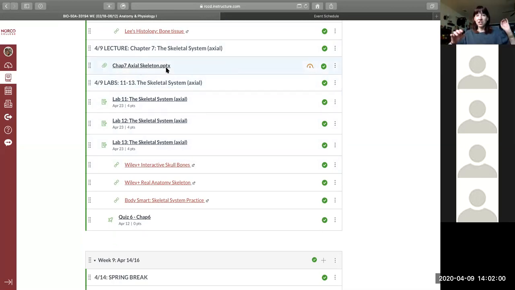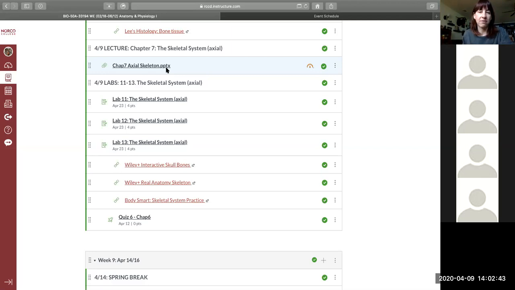Today's lecture is going to cover everything in the text, as well as everything in our labs 11, 12, and 13. So we're going to be tackling all of the info for 11, 12, and 13 labs today in lecture. That covers the axial skeleton and all the bone markings with some other stuff like development, if we get to it. So, another long one today. It's a short PowerPoint, but it's dense.